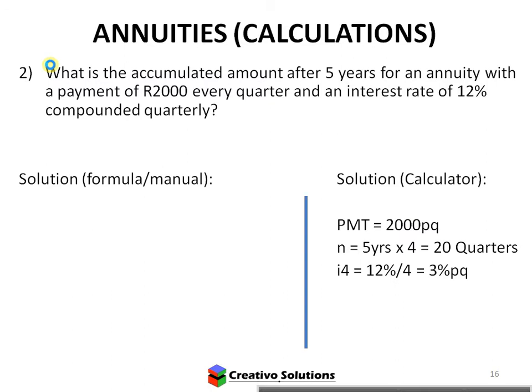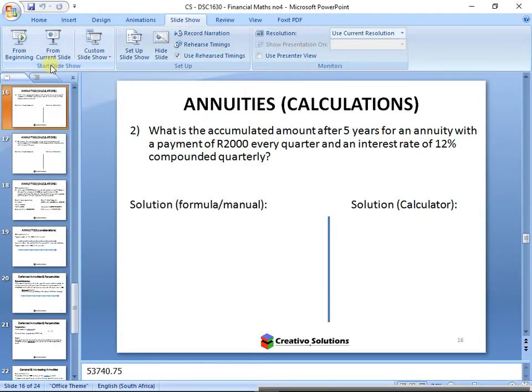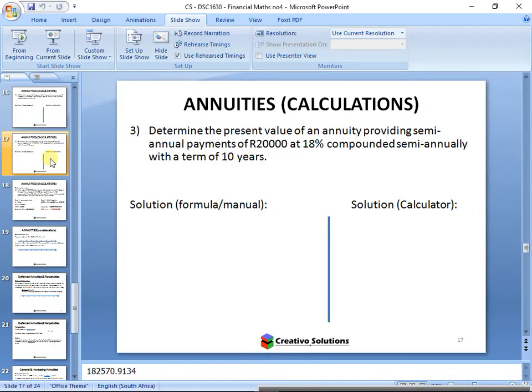Okay, you had the right variables. Payments per quarter, number of quarters, I4, interest rate for the quarters. Right, great. Okay, so that's the right answer. The next one, there's one more for you to try. Number 3.